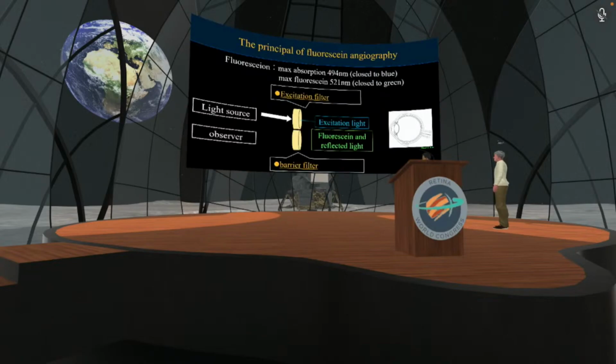So first of all, to think about the setting, we all must know the principle of fluorescein angiography. The principle of fluorescein angiography is to irradiate tissue with excitation light through an excitation filter and observe fluorescence from the tissue through a barrier filter. Next, please.